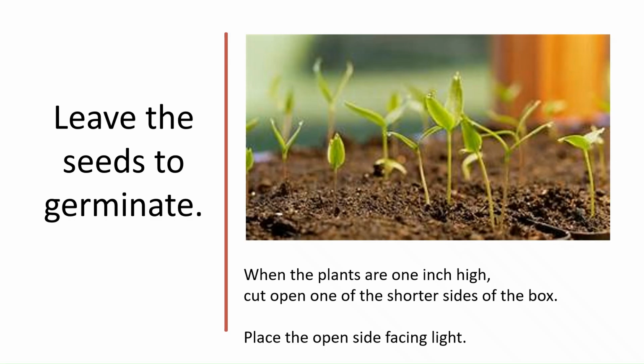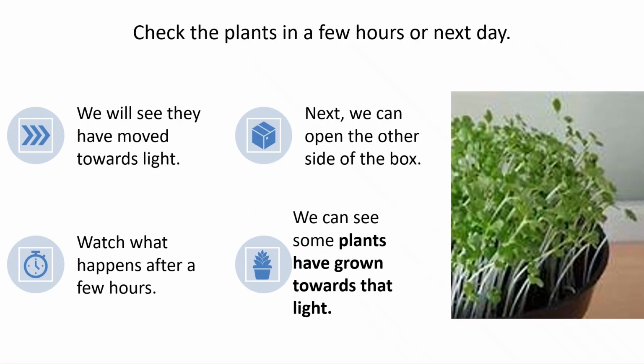When the plants are 1 inch high, cut open one of the shorter sides of the box. Place the open side facing light. Check the plants in a few hours or next day. We will see they have moved towards light.